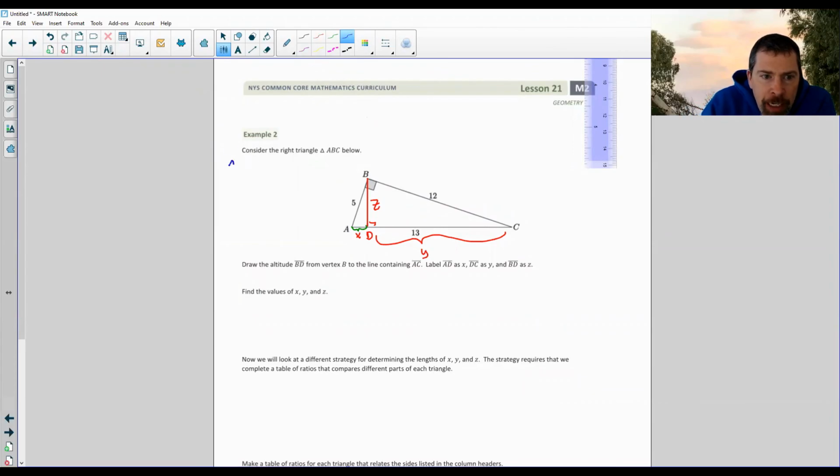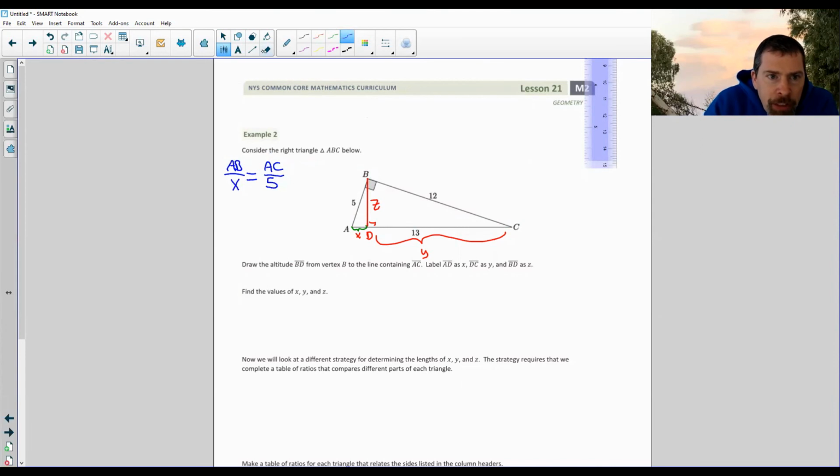So I would say, if I'm going to find x, the short leg of ABD is x. So AB is to x as, and I know the hypotenuse of ABD because this is the right angle, so 5 is the hypotenuse. So I want the hypotenuse from the big triangle, which is AC, and that is 13.